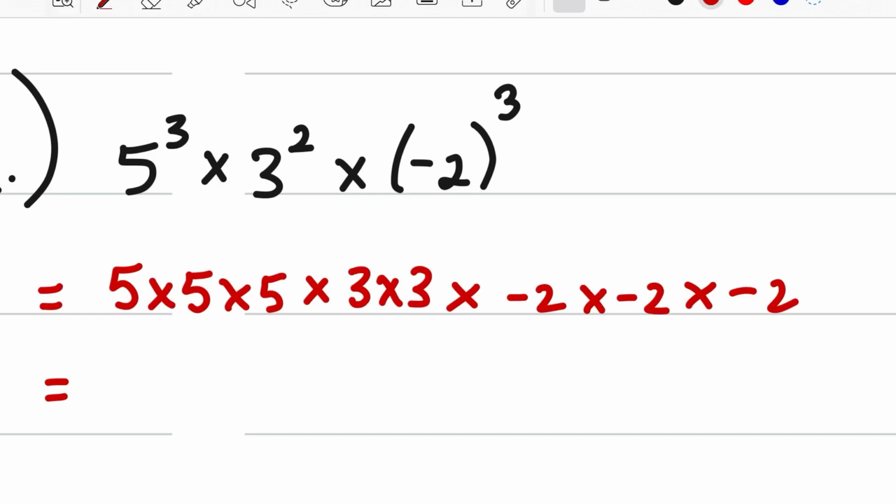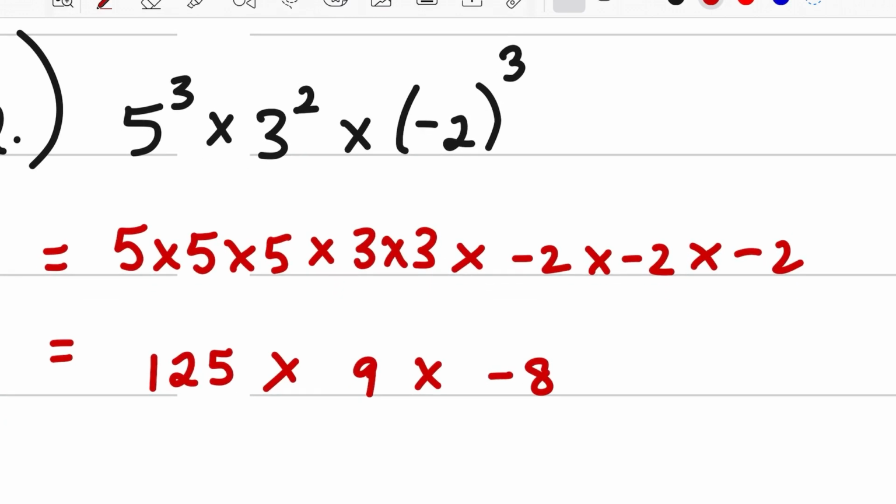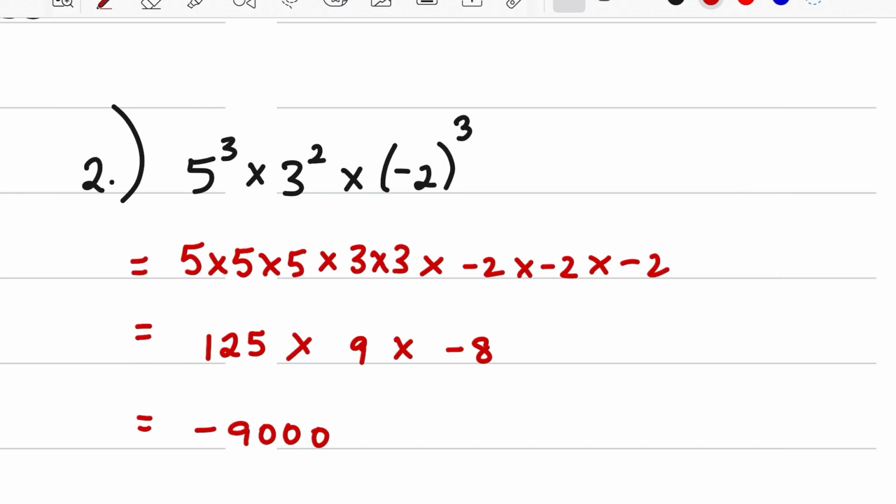Right? So we know that 5 cubed is 125. 3 squared is 9. And minus 2 cubed, again, a negative base raised to an odd power is going to be a negative result. So minus 2 cubed is minus 8. And let's work this out. 125 multiplied by 9 multiplied by minus 8 is minus 9,000. And this is your answer for question 2.